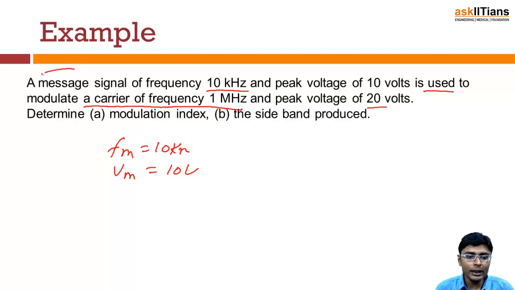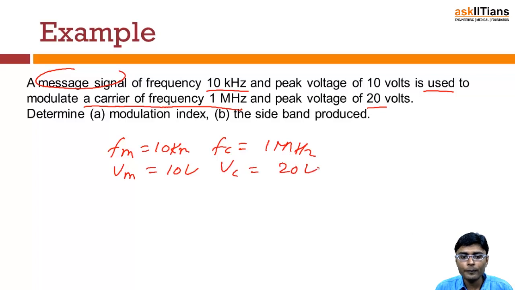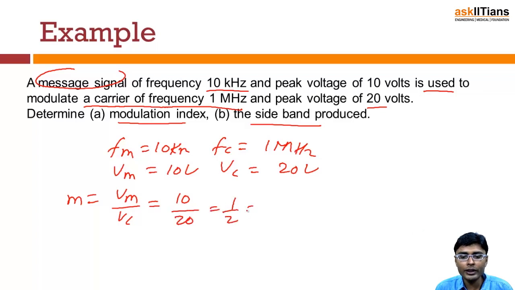So this message signal is used to modulate a carrier signal having the frequency FC equal to 1 megahertz and the peak voltage, that is VC, equal to 20 volts. Determine the modulation index and the sidebands produced. The modulation index denoted by M is the ratio of VM by VC, and we are given VM is 10 volt and VC is 20 volt, so it comes out to be 1 by 2, or 0.5.